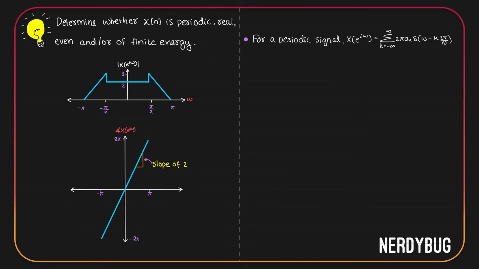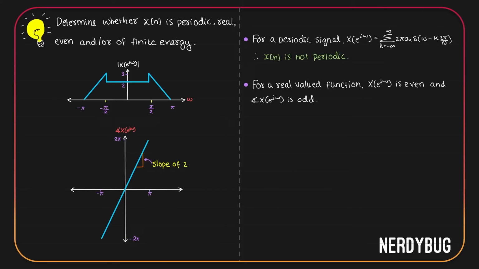We have learned that Fourier transforms of periodic signals are of this form: summation from k equals minus infinity to infinity 2 pi ak delta of omega minus k 2 pi by n. That is, we have impulses at every multiple of 2 pi by n and their magnitudes are 2 pi ak, which means for a periodic signal the Fourier transform should only have impulses. But over here it is very clear this is not just impulses. So we can conclude the signal x of n is not periodic.